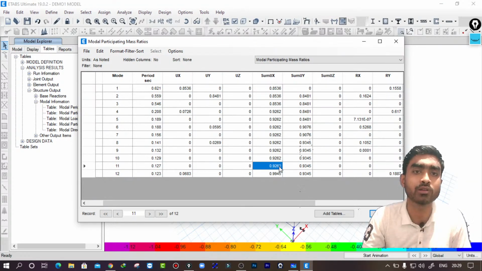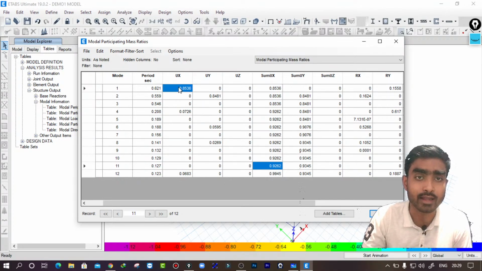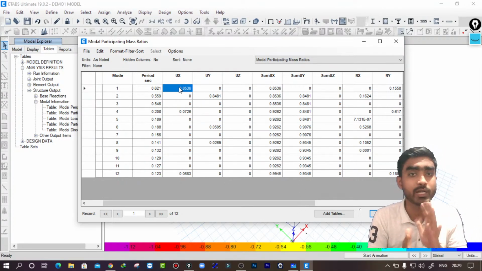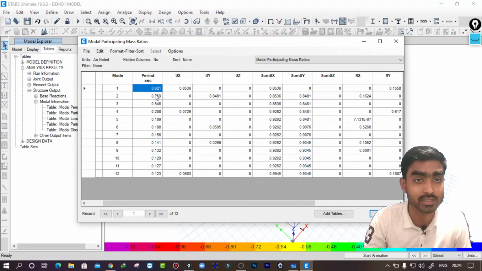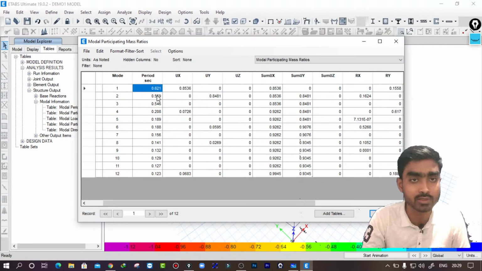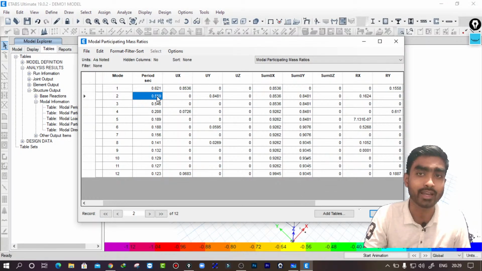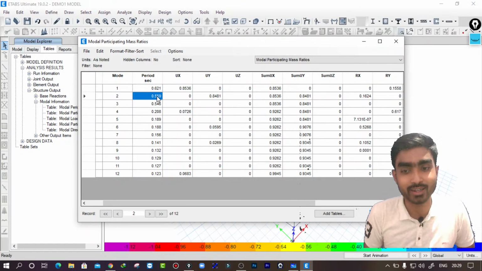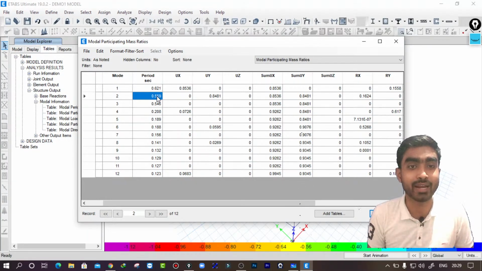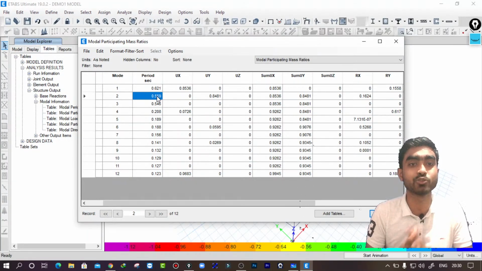There are a few more concepts. The code says that the difference of time period between two translational modes should be 10%. The first two translational modes should be 10% apart. The main case is if it is not 10% or if it is less than 10%, there might be a case of modal superposition.